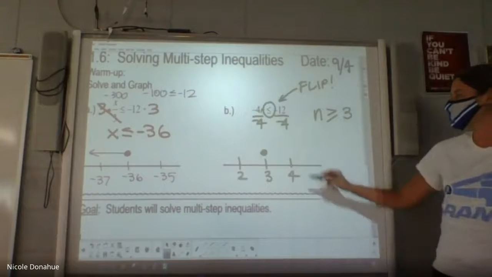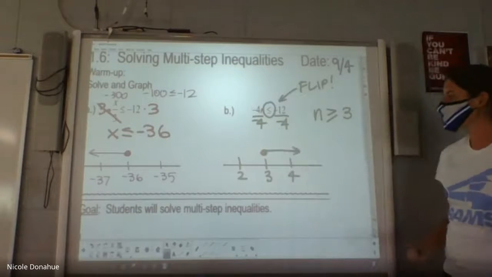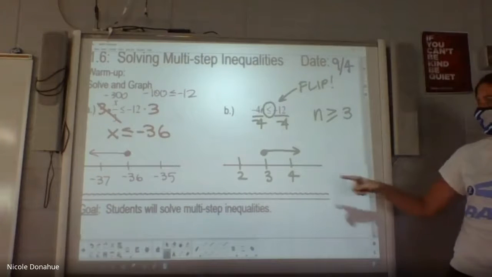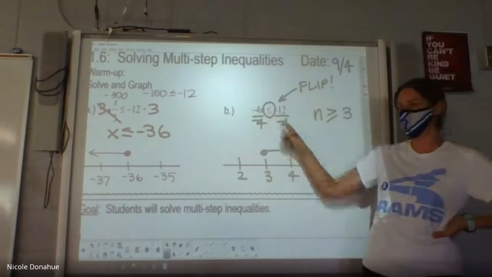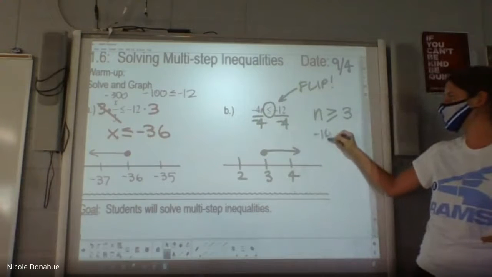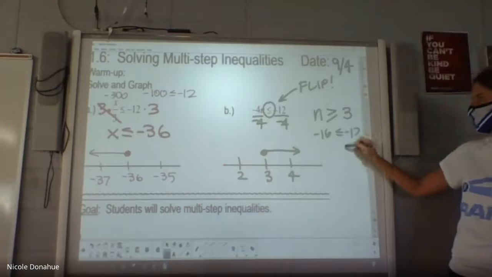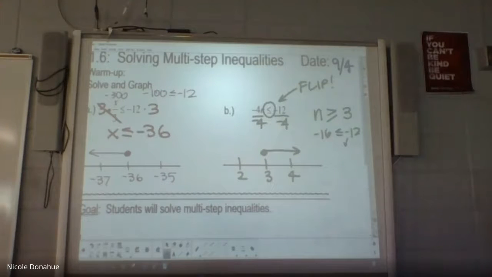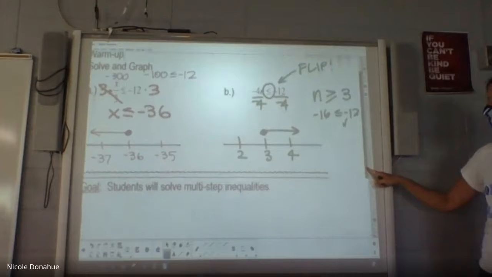Yeah, we're gonna go bigger. So n is greater than 3. Again, you can test this and check to make sure it makes sense. So negative 4 times 4 is one of the solutions we're saying is working. So that's negative 16 is less than or equal to negative 12. That works. I know negative numbers are confusing in terms of inequalities, so it might take a little bit to think about.